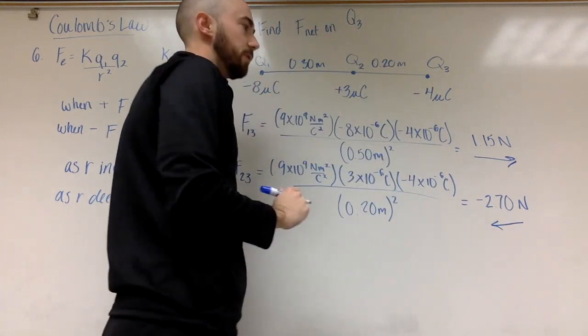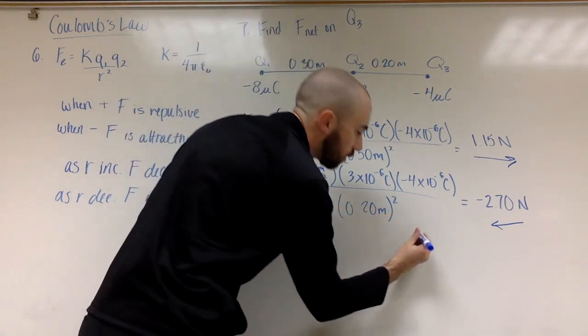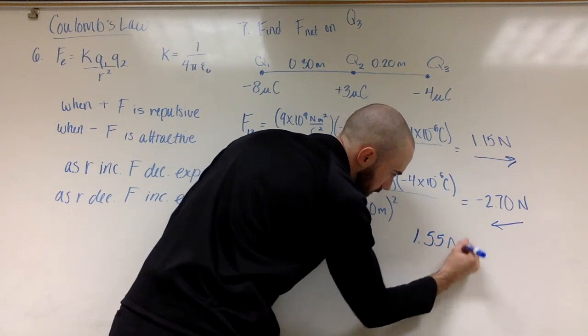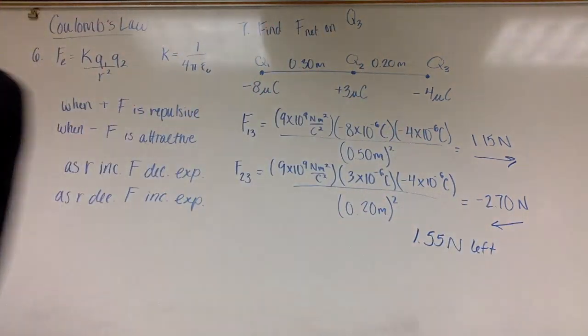So I have 2.7 newtons to the left, 1.15 newtons to the right, which means overall I'm going to be left with 1.55 newtons left. And that's my solution for that problem.